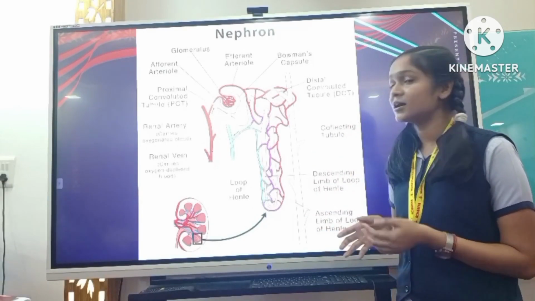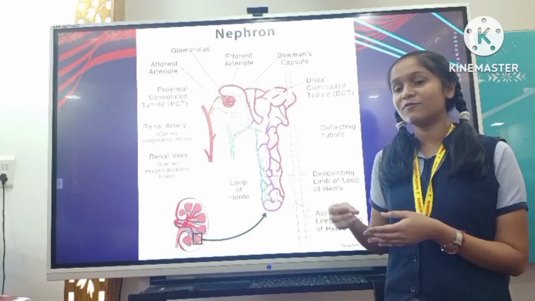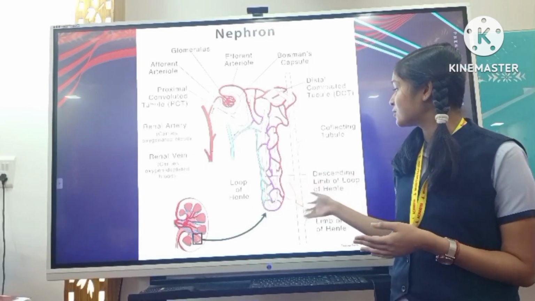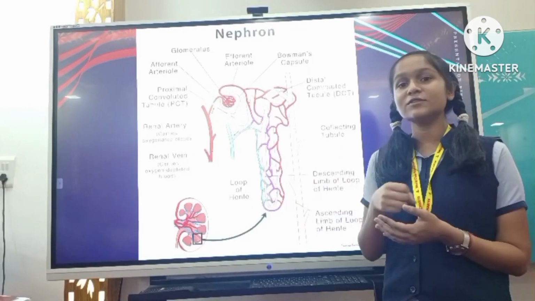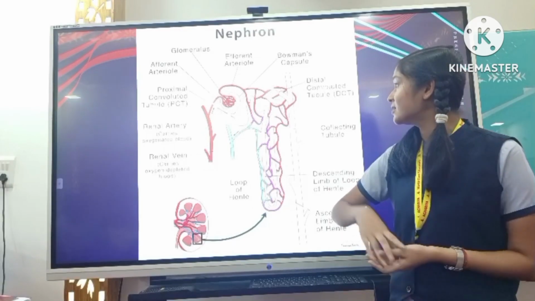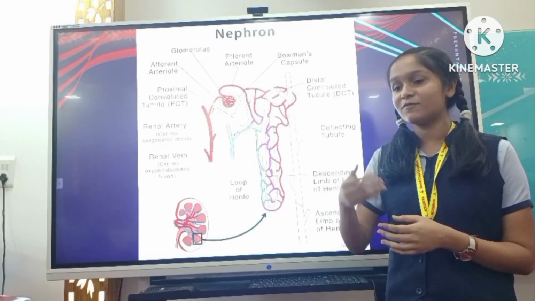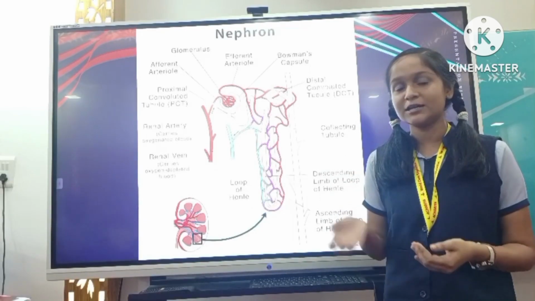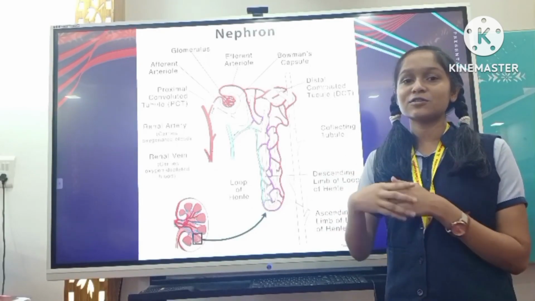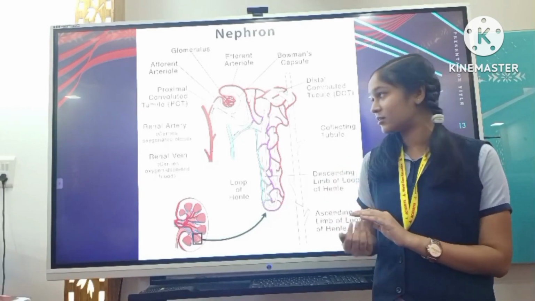Now this collecting duct is a common collecting duct. Every nephron of our kidney is connected to this collecting duct. So the urine formed in a nephron is carried through the collecting duct into the pelvis region of the kidney, and from there it is carried through the ureter into the urinary bladder and then excreted out of our body through the urethra.